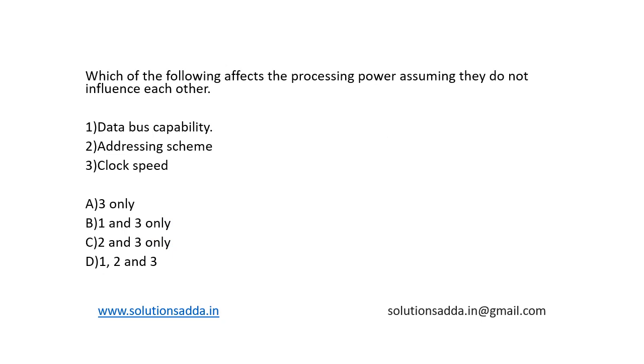This is a previous ISRO question. Which of the following affects the processing power, assuming they do not influence each other? 1. Data bus capability. 2. Addressing scheme. 3. Clock speed. So 1. Data bus capability.